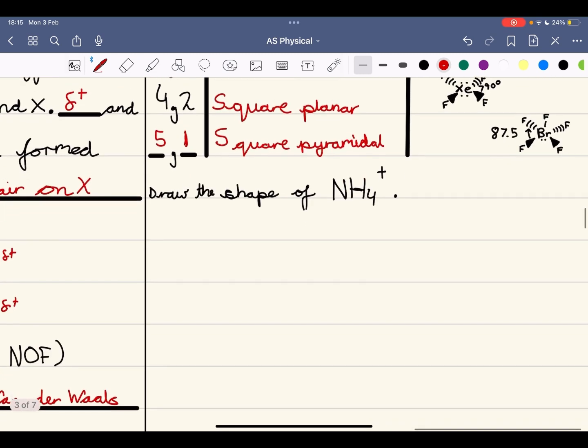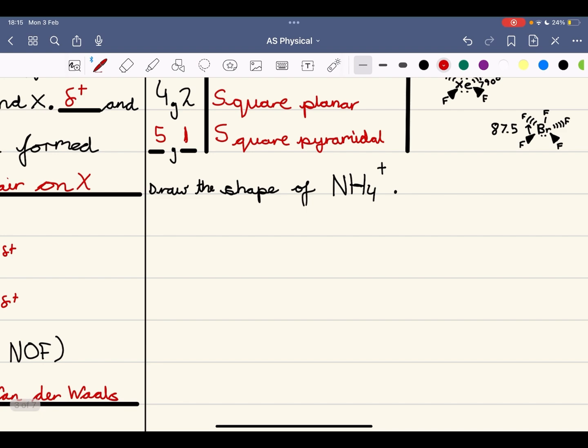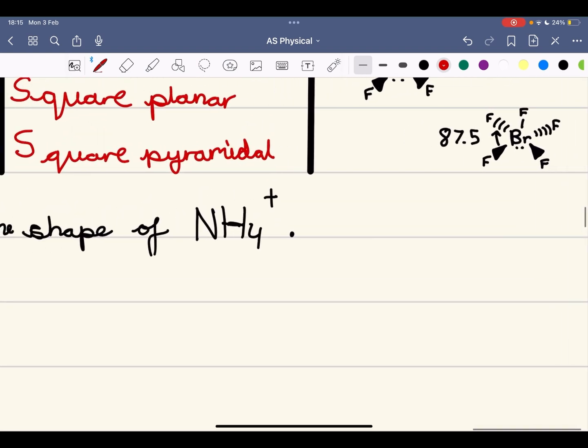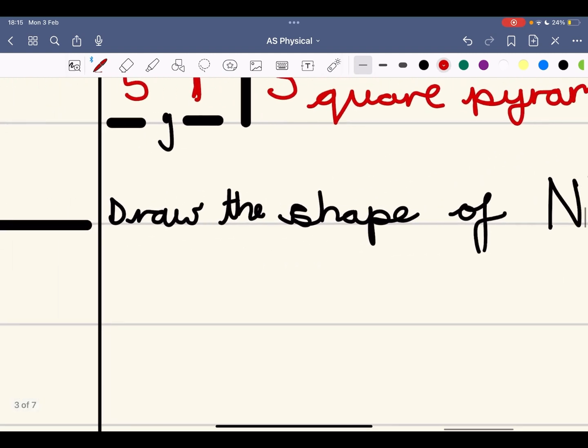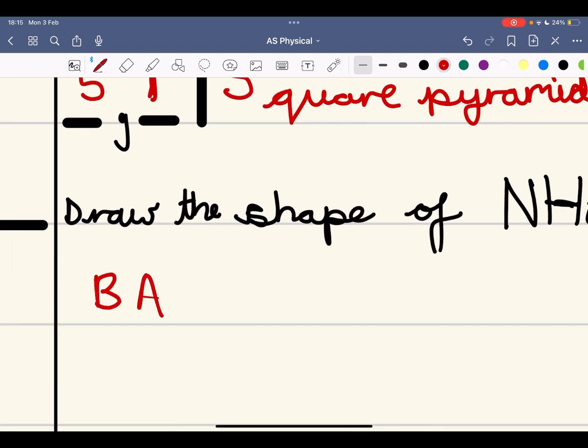So here I've got an example for us to try. So draw the shape of NH4+. So firstly, I'm gonna draw the displayed formula, which looks like this: N, H, H, H, and then we've got this arrow here. That doesn't really matter when we're talking about how the structure looks, okay? And it's got a positive charge. And then, so we know that, as we can see, it has 4 different bond areas, right? So BA equals 4.